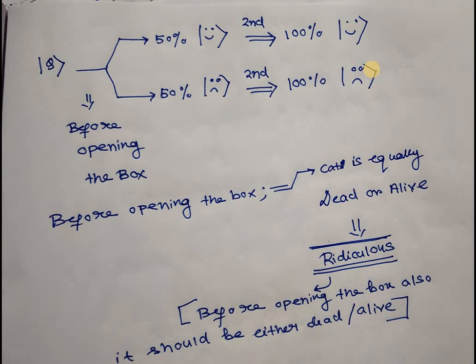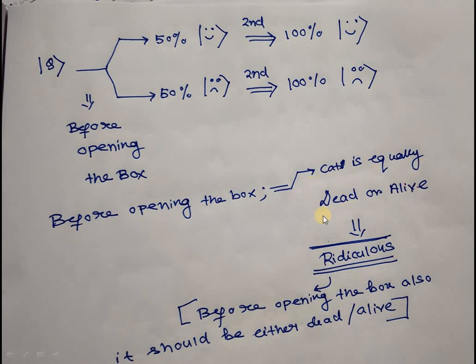So what is the problem? The problem lies before the opening of the box. According to the theory, before opening the box, there is a 50% chance that the particle will decay and a 50% chance the particle will not decay, because the state of this particle is a linear combination of these two states. So according to it, before opening the box, the cat is equally dead and equally alive. This is a very ridiculous thing.